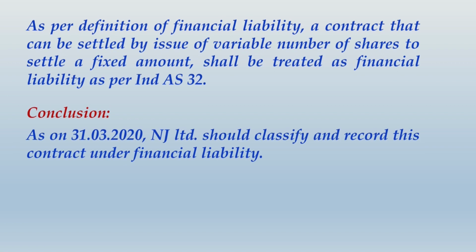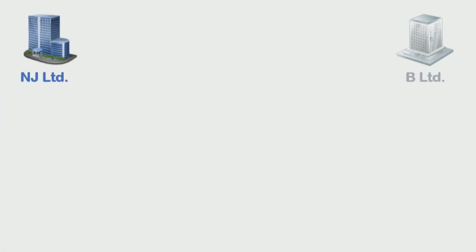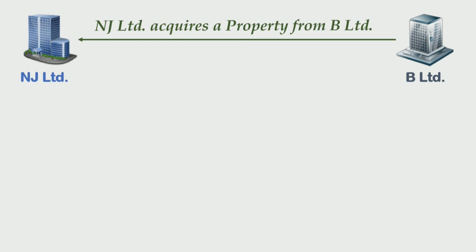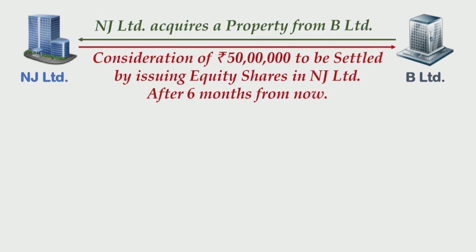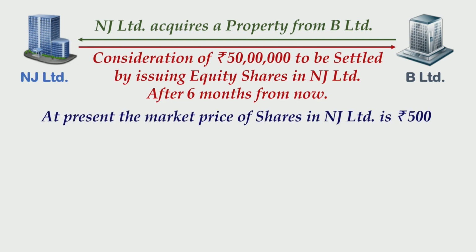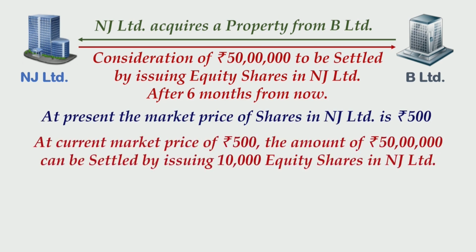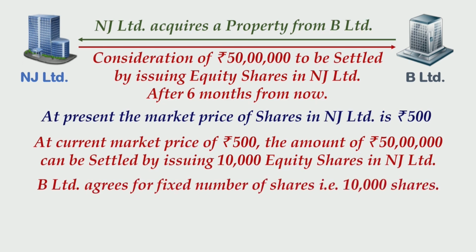Alright friends, once you have completed writing this, let us revisit that situation. NJ Limited and B Limited are the two entities, and NJ Limited acquires a property from B Limited. Exactly similar situation, consideration of rupees 50 lakhs to be settled by issuing equity shares in NJ Limited after 6 months from now. At the present market price of shares of NJ Limited, which is rupees 500, the number of shares that you will issue for settlement of this will be 10,000 equity shares in NJ Limited. B Limited agrees for a fixed number of shares, that is 10,000 shares.